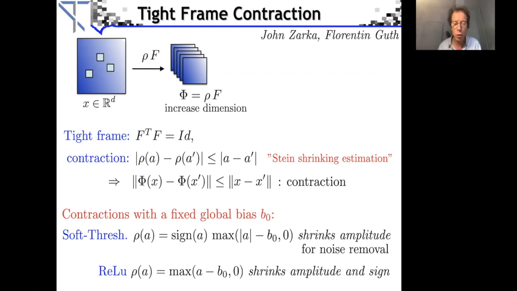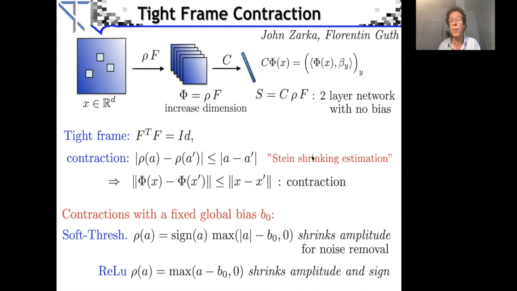Now, in deep networks, we rather use linear rectifiers. And we're going to see that they have a much more subtle behavior because they both shrink the amplitude, but also the sign. Now, in all that I'm going to do here, the bias B0 is going to be fixed, one for all. So then you apply a classifier and you basically get a two-layer network, but the operator here is a tight frame and there is no bias in this network. So it doesn't satisfy any universal approximation theory or such theorems.